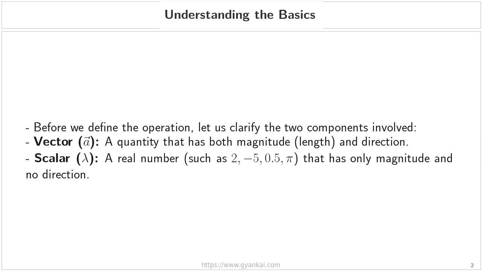Second, we have the scalar, which we represent by the Greek letter lambda. Unlike a vector, a scalar is simply a real number. It has magnitude, but it lacks direction entirely. This could be any number you're familiar with, such as 2, -5, 0.5, or even pi.